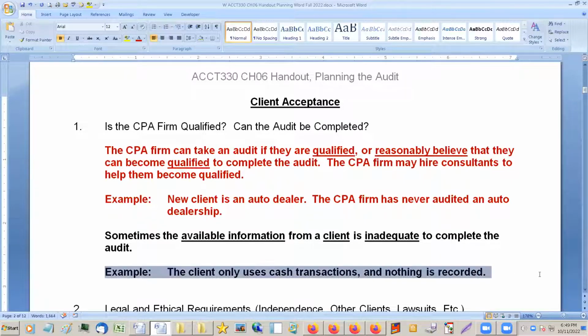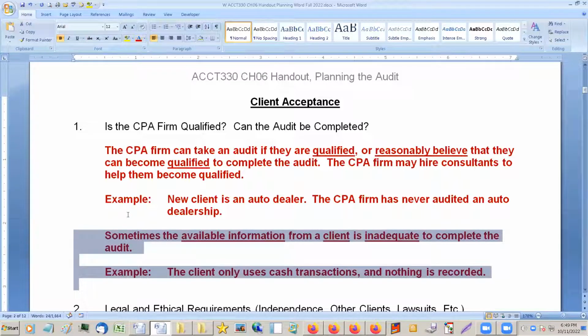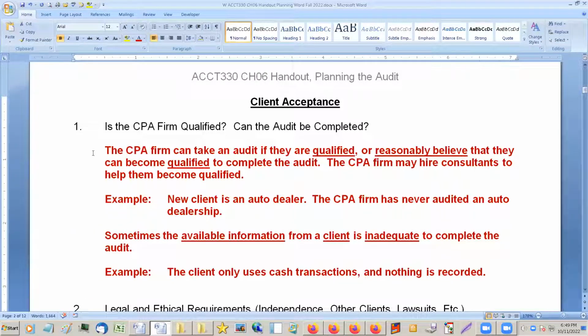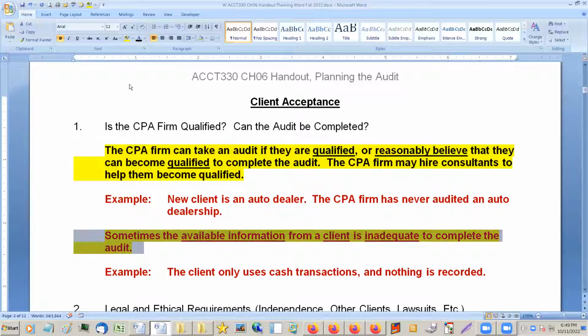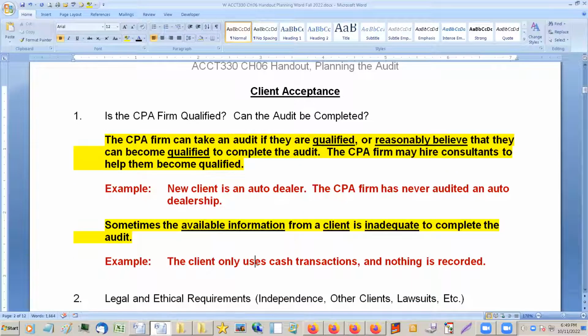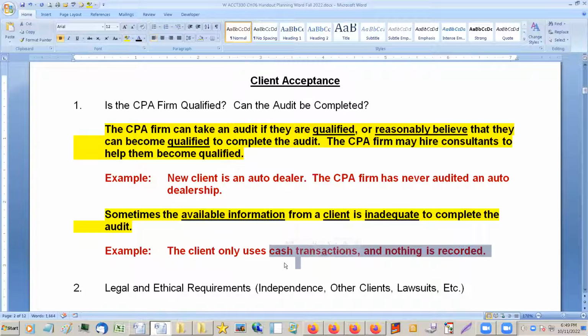Client only uses cash transactions and should change these. Client only uses cash transactions and nothing is recorded.